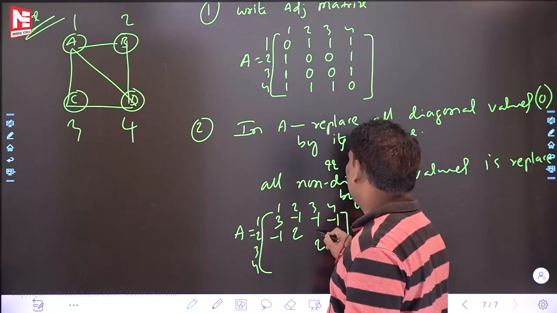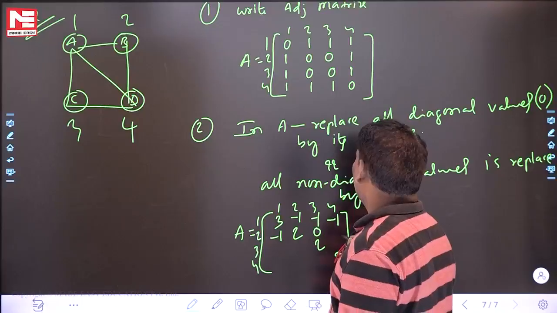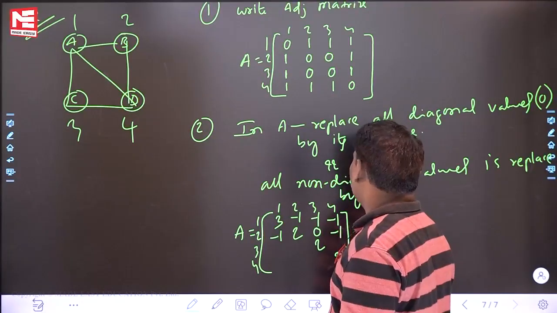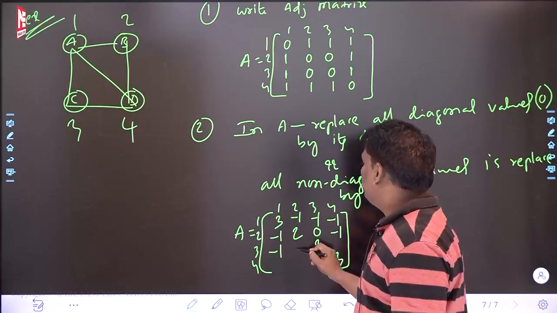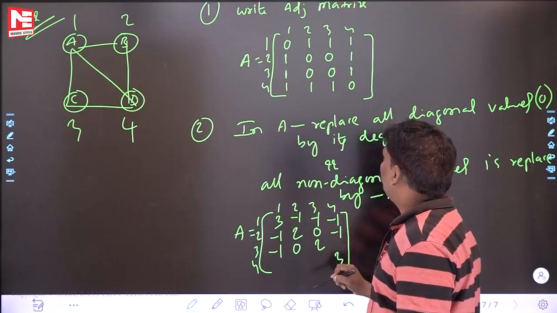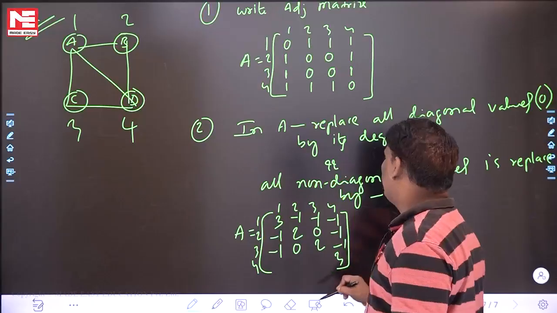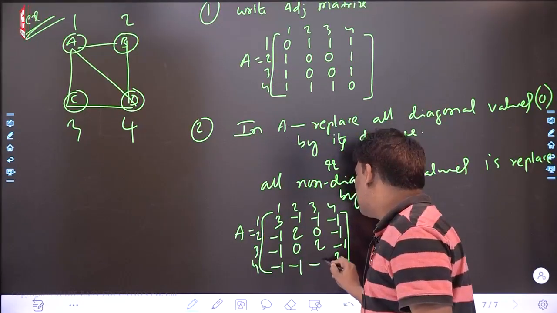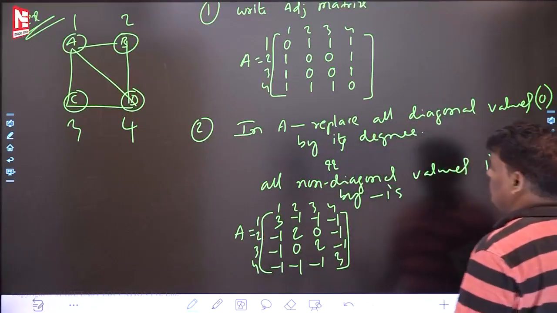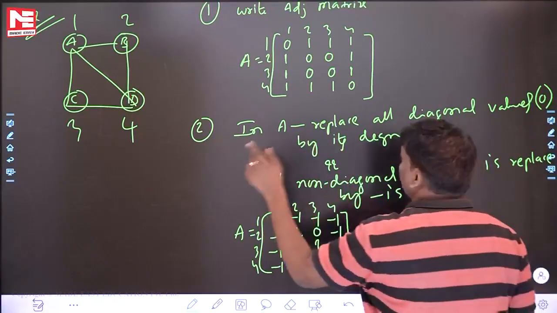2, 3 is 0, no problem. 2, 4 is a non-diagonal value 1, replace by -1. Go to the third row. 3, 1 is -1. 3, 2 is 0, no problem. 3, 3 we already wrote. 3, 4 is -1. Go to the fourth row. All non-diagonal ones you have to replace by -1. Right? Like this.